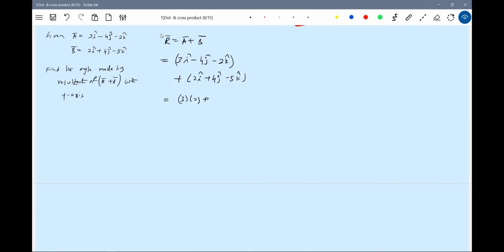Then j dot i will be 0. j dot j will be 1, and this negative sign is there, so this will become minus of 4 into. Then k dot i 0, k dot j 0, k dot k. Six minus 16 plus 10. Okay, sorry, this will be minus 20.